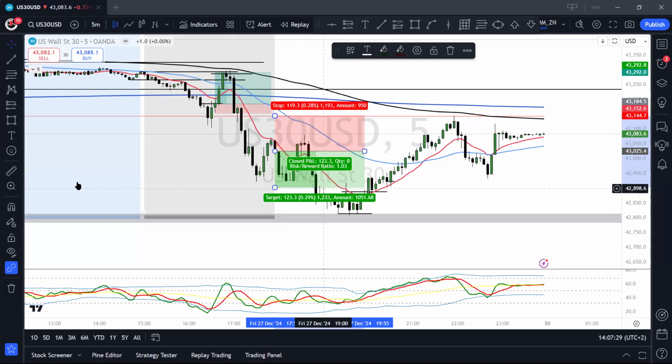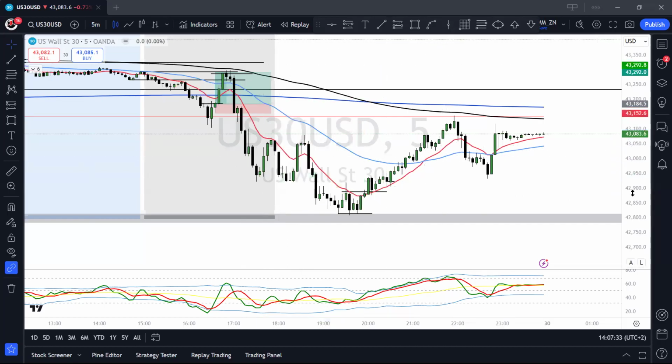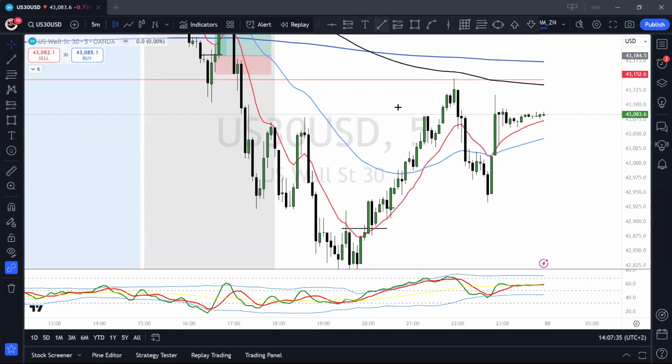All right. So again, price comes. Okay, so let's say you're watching price attentively. You see this candle close.